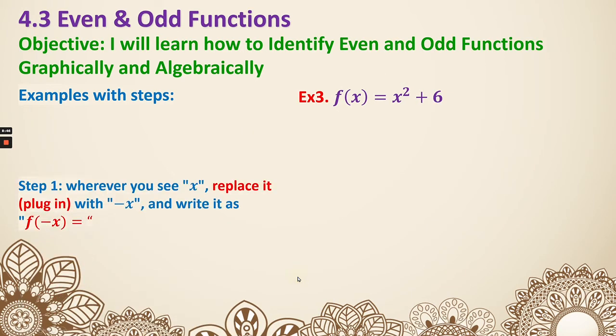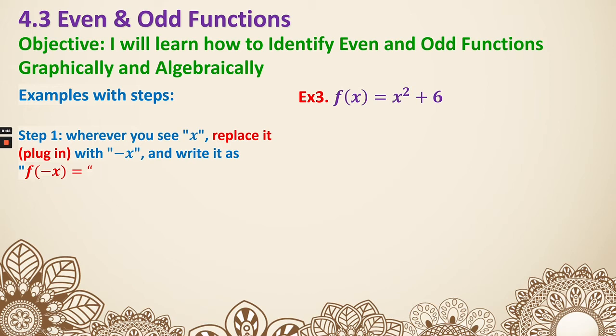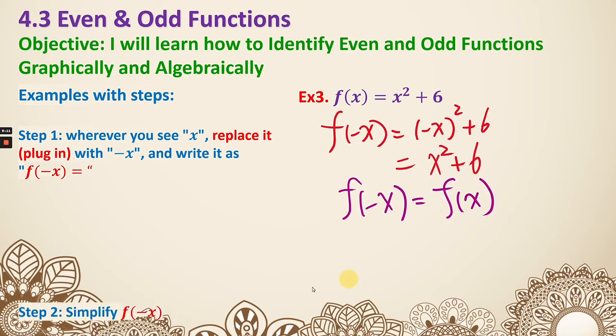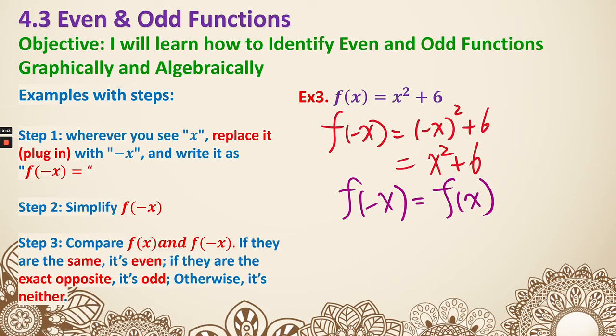Next, example 3. Same thing, replace the x with negative x. We got negative x squared plus 6. Since it's negative x squared, it's going to just be positive. We're going to get x squared plus 6, which we can see is exactly the same as the original. So f of negative x is the same as f of x. We simplify that, and we can see they are the same, which means it's an even function.